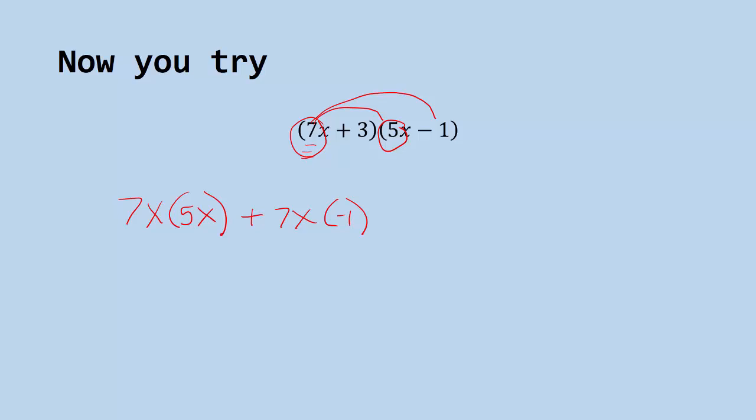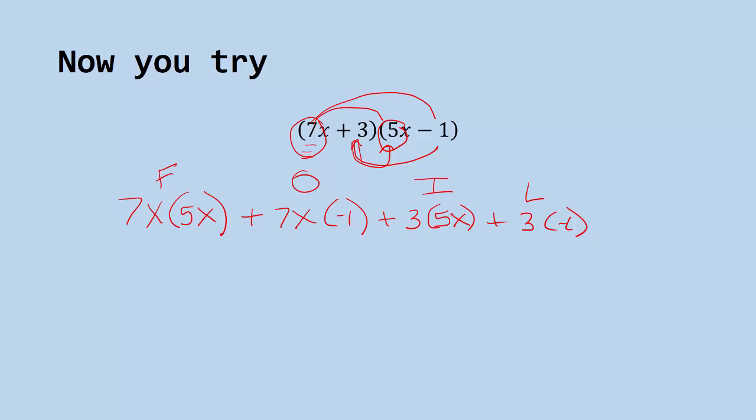Now I'm going to go to the inside with the 3. So I'm going to take that 3 and multiply it by the 5x in the second parenthesis. Then take that 3 and distribute it to the negative 1. And again, using FOIL, these were my first two terms. These were my outside two terms. These were my inside two terms. And the last two terms in each parenthesis.